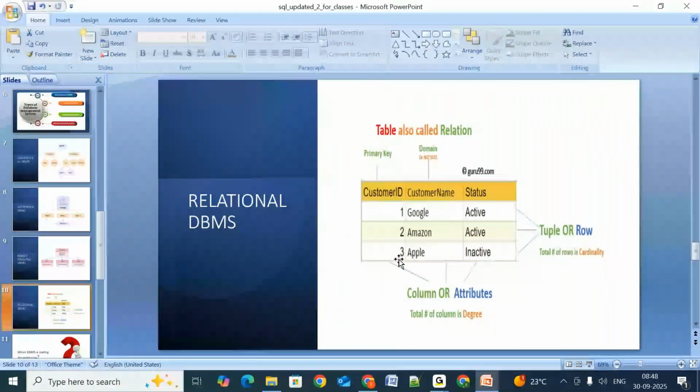There is something, E for Edgar, I think. Ferdinand Codd, I believe. So in short, we will call him EF Codd. There is a person from IBM, which is nothing but EF Codd. He is working for IBM. That person thought to introduce a new DBMS for the vast amount of data.